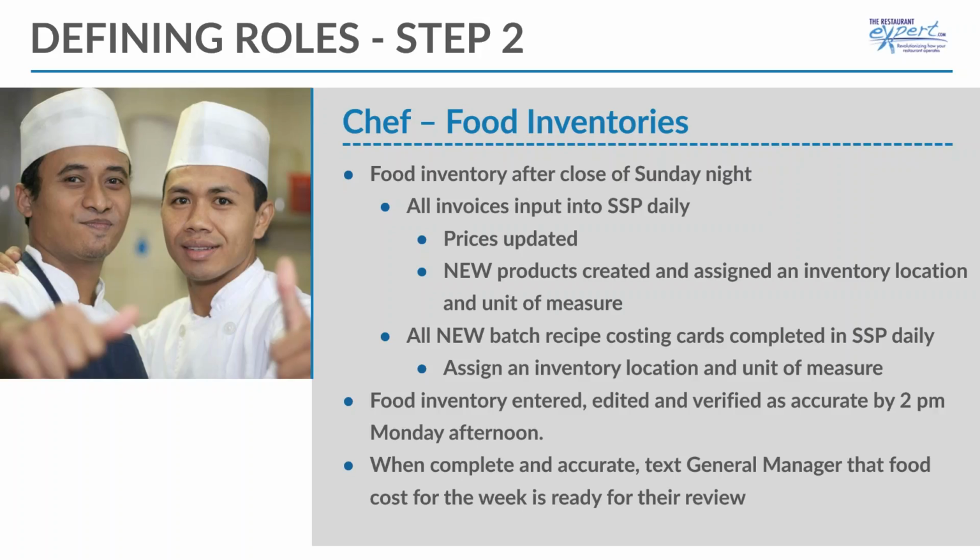I make sure my inventory is right, I make the edits, everything looks good, I look at my food cost as the chef and I see that it's a little bit off, I go to my invoices, notice we're missing a couple invoices, put that product back into stock by putting those invoices in. I go through all this process. By 2 o'clock, I feel good that my numbers are right. And last but not least, when it's complete and accurate, text the general manager that your food cost for the week is ready for their review. I bless it. This is accurate.